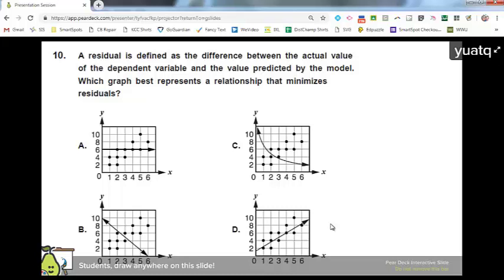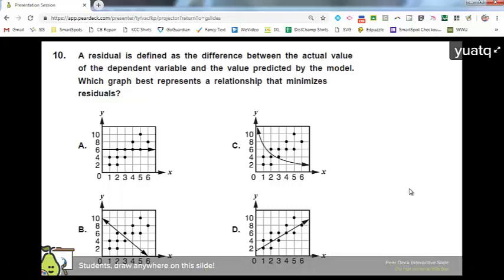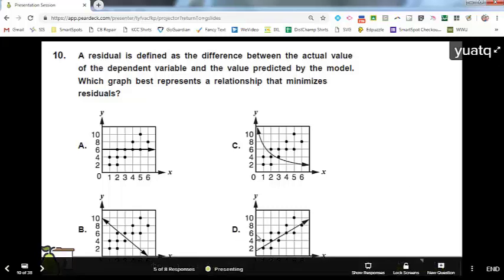But these do not all fall on the line. First of all, this should be easy. Go ahead and answer this quickly. Which one matches the best? Quick, quick, quick. I have 5 of 7. Who are the other 2? Let's go, let's go. Quick, quick, quick.